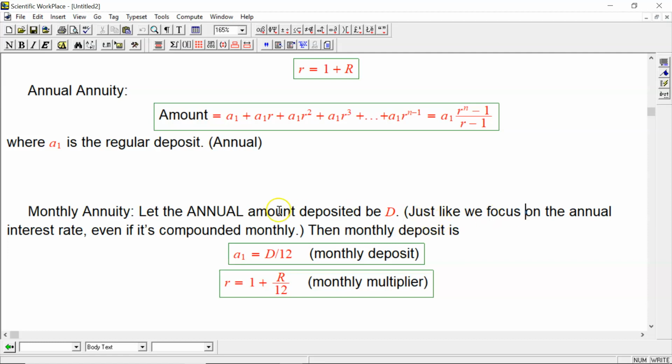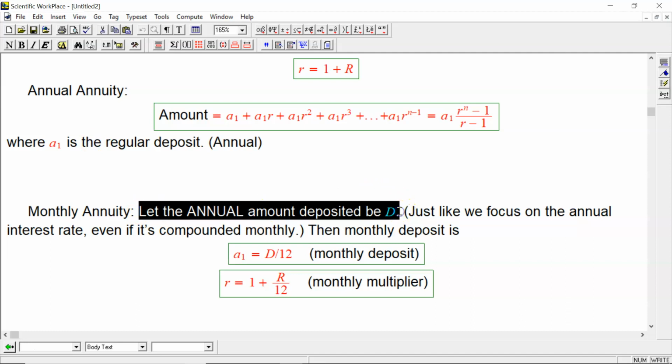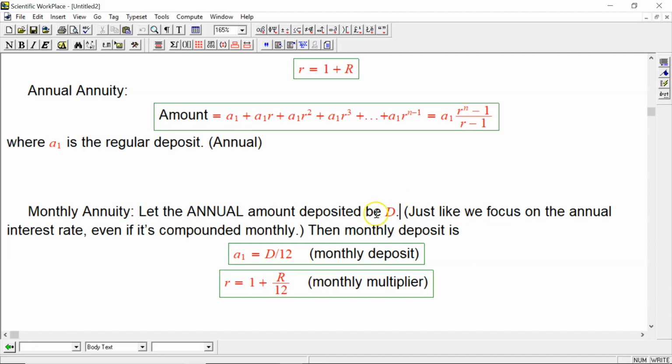Very similarly, we're going to have our fundamental amount be D, the annual deposit. We're going to call that D because we don't want to mix it up with the A1. And then we're just going to split that up, very much like the monthly compounding story, into 12 different monthly deposits. So I know at the start of a year, I'm eventually going to, over that year, deposit $12,000 in this account. That means that $1,000 each month is going to get put into it.